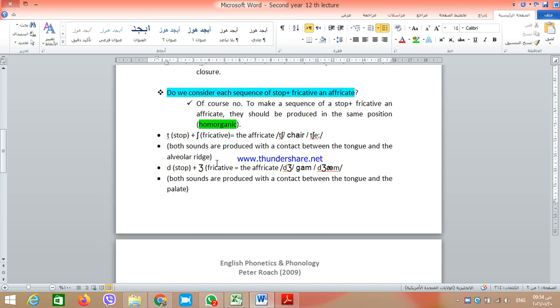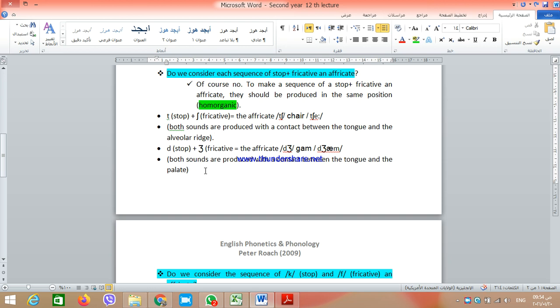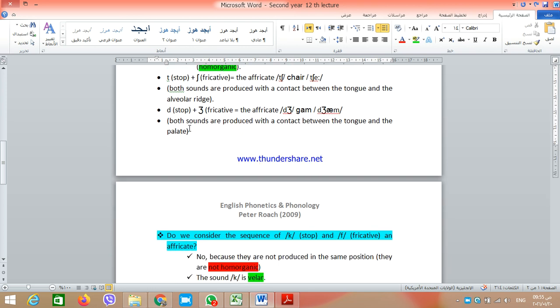Alveolar ridge. Okay. Though the sound sh is somehow back inside the mouth, it's almost palatal, so there is a contact between the tongue and the roof of the mouth. The same is true for j, which starts like a stop, the stop sound d, and ends like the fricative sound j. The result is j, as in the word jam. Both sounds are produced with the contact between the tongue and the roof of the mouth.